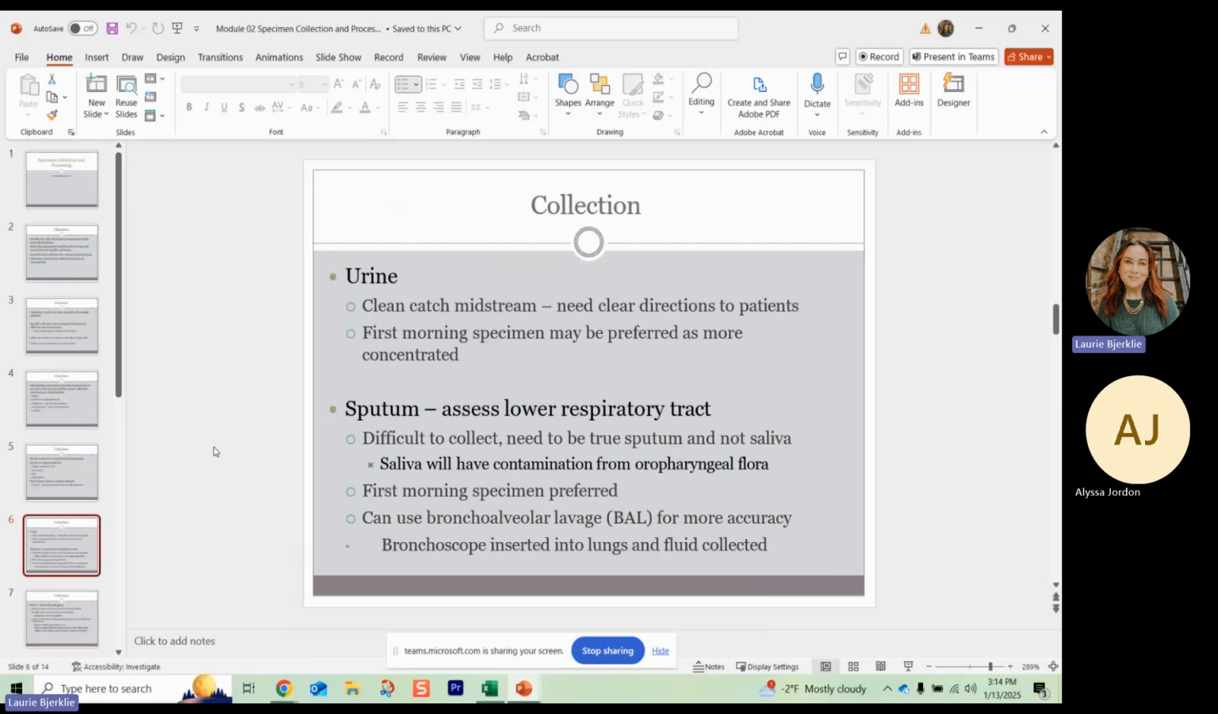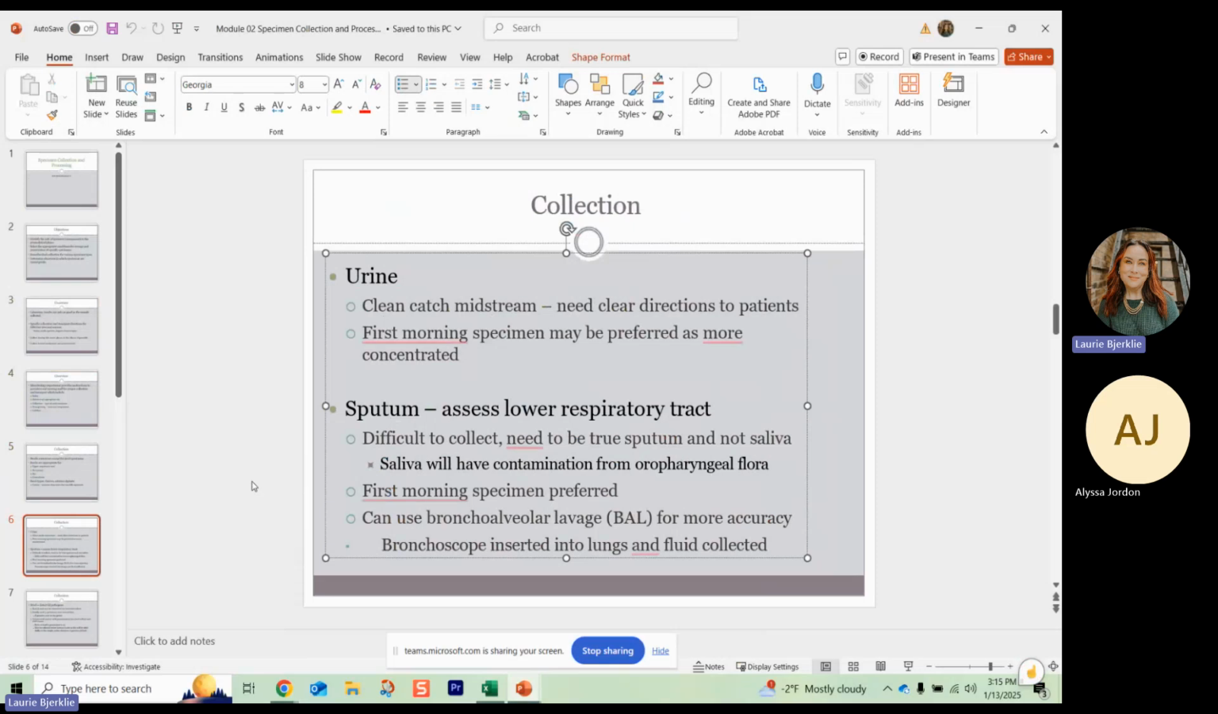Urine, again, is going to go into a urine cup. Ideally, they're doing a clean catch midstream, so really good directions to the patients. You probably learned about this in your analysis. First morning is great because that's super concentrated, but it doesn't have to be first morning.